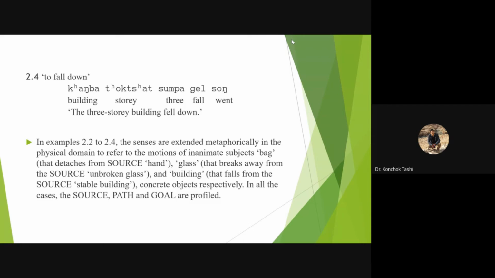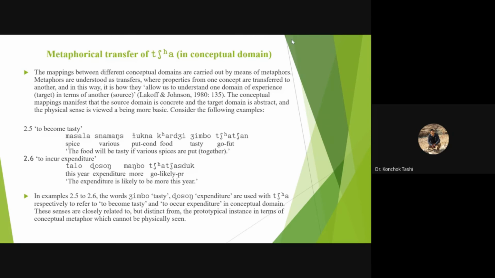In these examples, the senses are extended metaphorically in the physical domain to refer to the motions of inanimate subjects: the bag that detaches from the source hand, the glass that breaks away from the source, the unbroken glass, and the building that falls from the source, that is, a stable building, and concrete objects respectively. In all the cases, the source, path, and goal are profiled here.